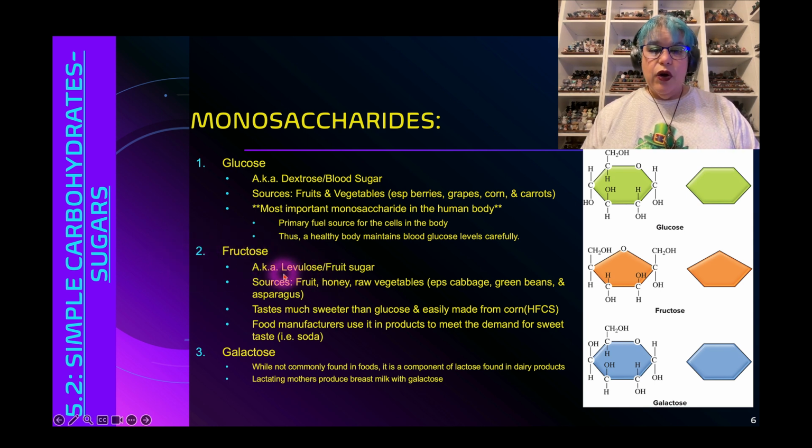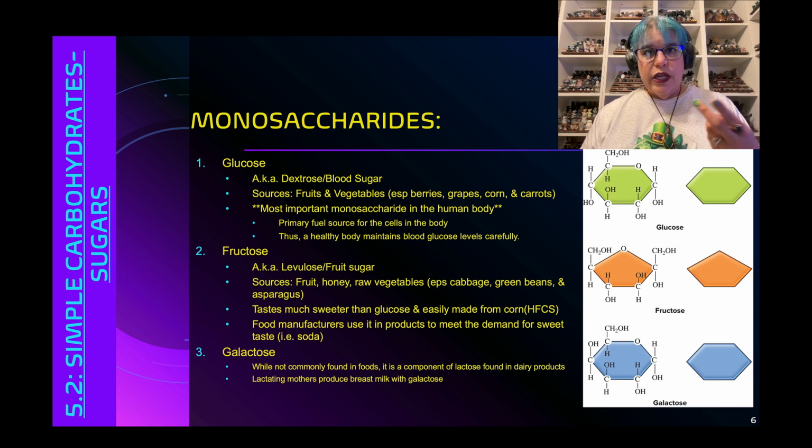Fructose, which can also be called levulose or fruit sugar, has sources like fruit, honey, and raw vegetables, especially cabbage, green beans, and asparagus. Fructose is the one that tastes sweet, especially when you compare it to glucose. And we can easily make fructose into high fructose corn syrup, which is what a lot of food manufacturers include in their products because it gives us that sweet flavor that we all love.